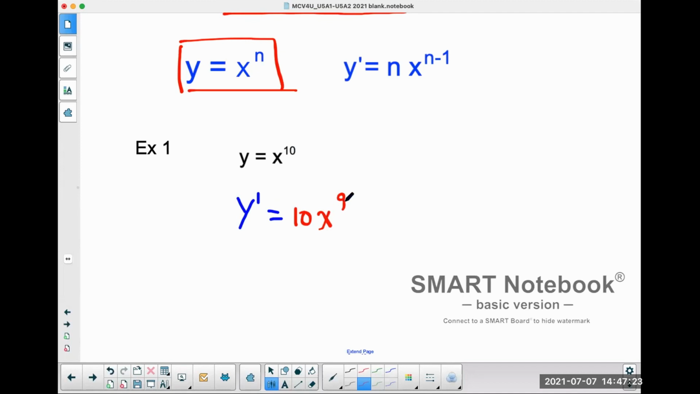If x is equal to 2, well, it's going to be a very big number. 2 raised to the power of 9, what is it? 512? 512 times 10, so it's 5,120 would be the slope of the tangent when x equals 2, right? Why? Because the rise is very steep when you have an x to the power of 10. Okay, so this is the derivative function which gives you the slope of tangents at any point.